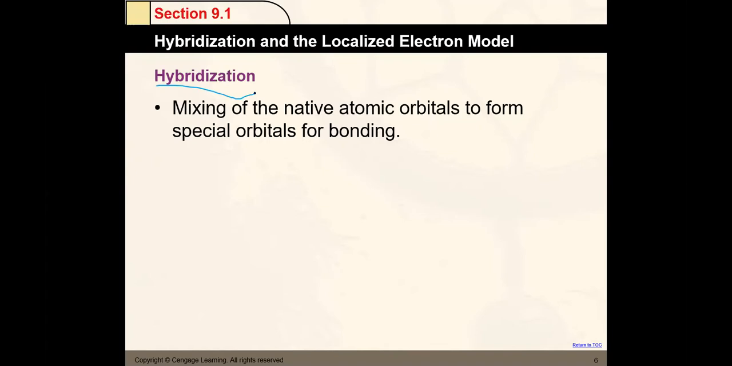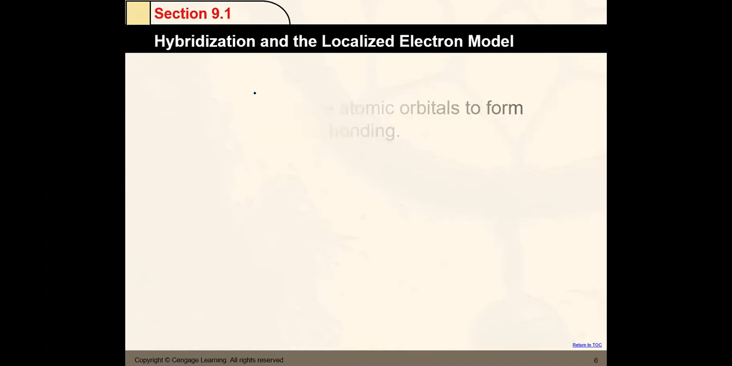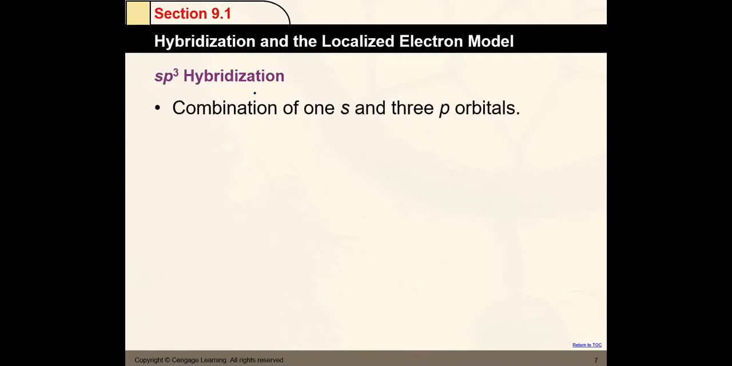So the electrons tend to maximize their separation, not only to get away from the nucleus, but also to avoid electron-electron repulsion. Because 90 degrees apart, which is perpendicular, is not the most efficient, right? Tetrahedral is 109 degrees. So the electrons go from a separation of 90 to 109 in the case of tetrahedral. So sp3 hybridization is the combination of 1 s and 3 p orbitals.